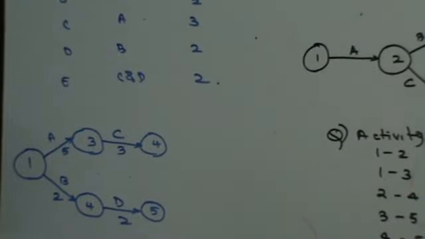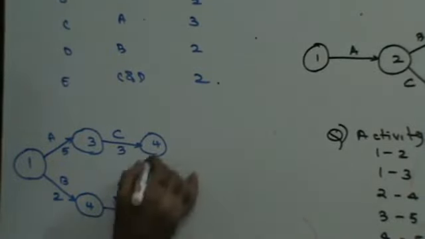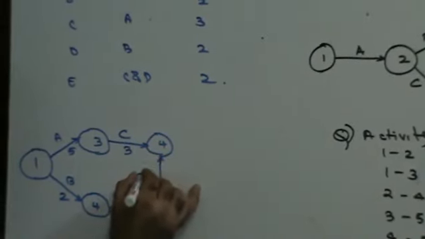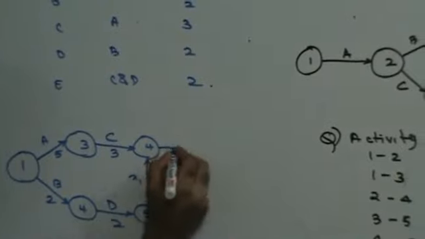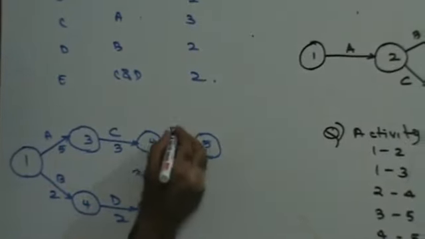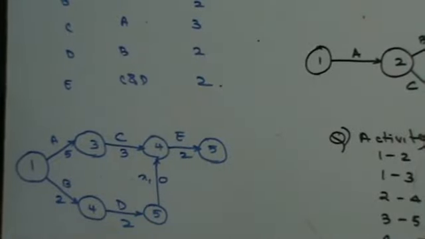Now from C and D combined together you are going to go to E. So this is going to be my dummy activity. You are going to go to E, which is 2, 6.